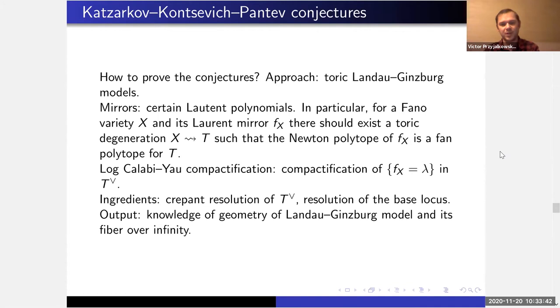Construction of a log Calabi-Yau compactification. We have our family, f(x) equal to lambda, where lambda is a complex number, a parameter. We want to compactify it fiber-wise and over infinity as well. So we can compactify it in a toric variety which is dual to the toric degeneration of our Fano variety. It's convenient for obvious reasons: inside the anticanonical linear system of this dual toric variety is exactly the linear system of Laurent polynomials with support in the fan polytope of the initial Fano variety. So exactly our Newton polytope of our Laurent polynomial. So automatically our fibers will be anticanonical sections inside this toric variety.